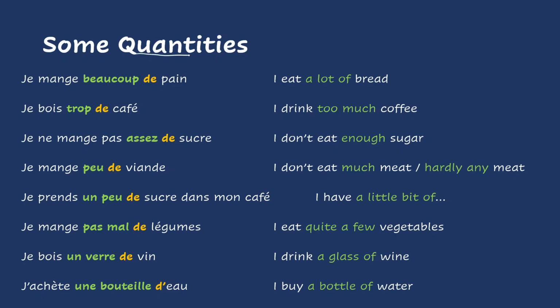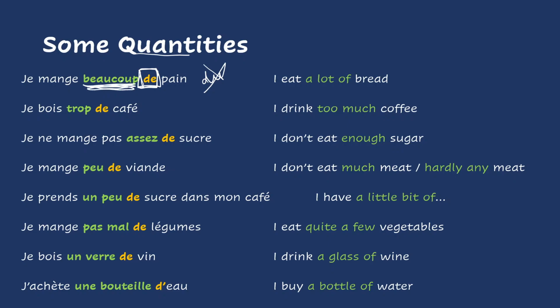So, in this chapter with the partitive article, we often see as well the quantities. And because you're not going to use the partitive articles with expressions of quantity. For example, je mange beaucoup de pain. You will not say je mange beaucoup du. No, no, no. You are going to use just the preposition de when you have an expression of quantity.